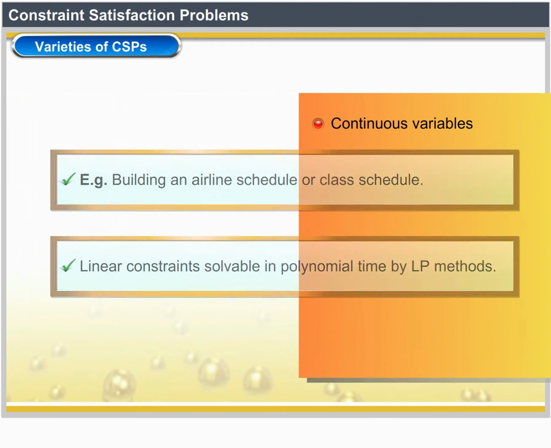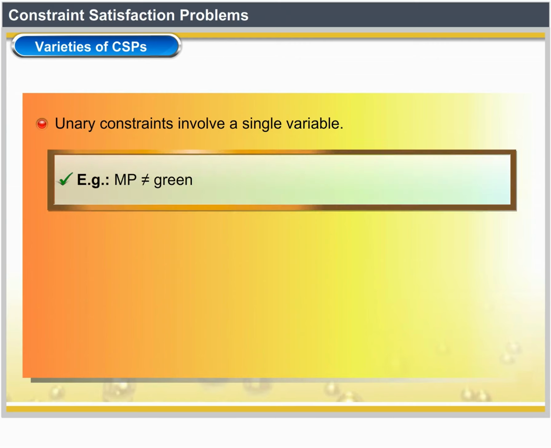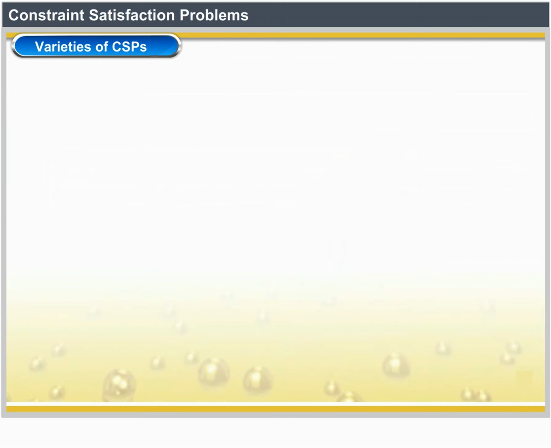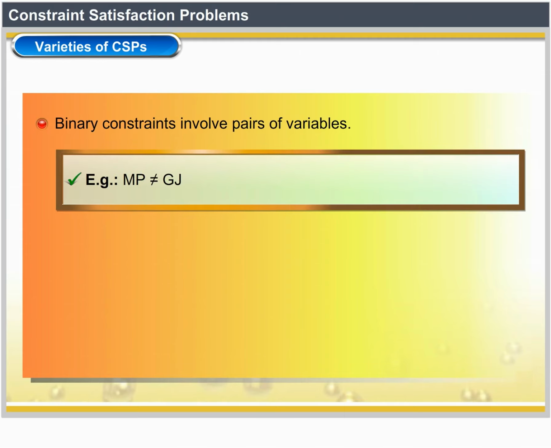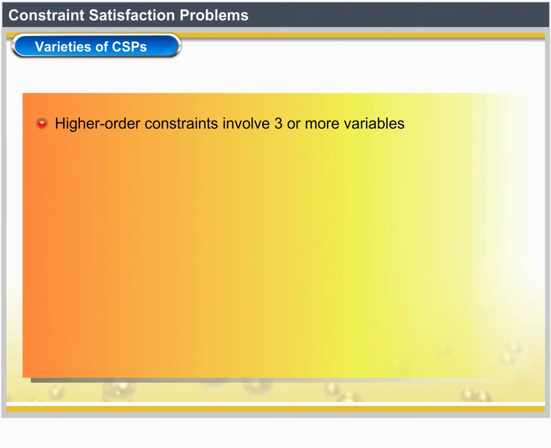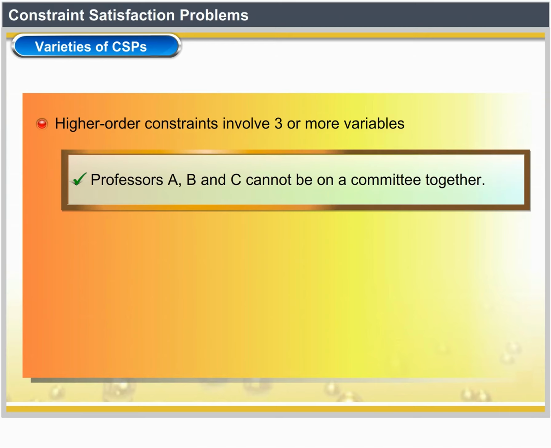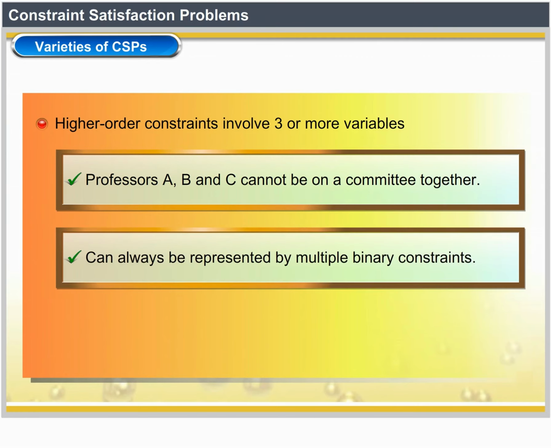Unary constraints involve a single variable. MP is not equal to green. Binary constraints involve pairs of variables. Madhya Pradesh is not equal to Gujarat. Higher order constraints involve 3 or more variables. Professors A, B, and C cannot be on a committee together. These can always be represented by multiple binary constraints.